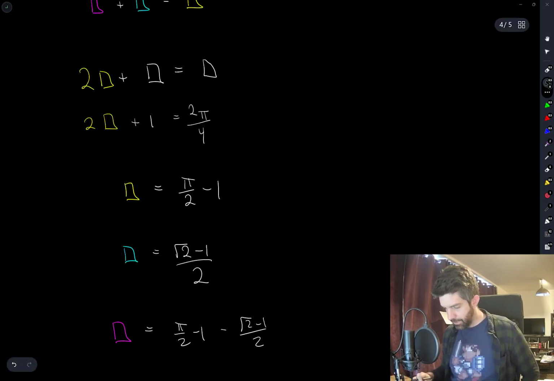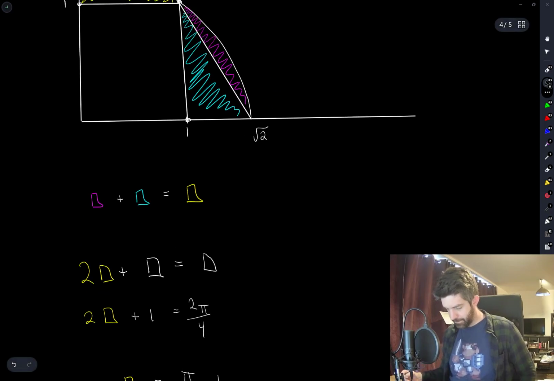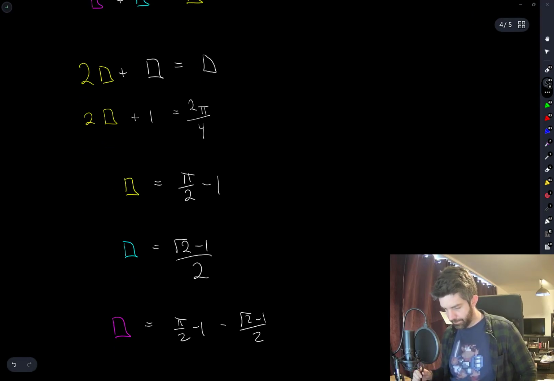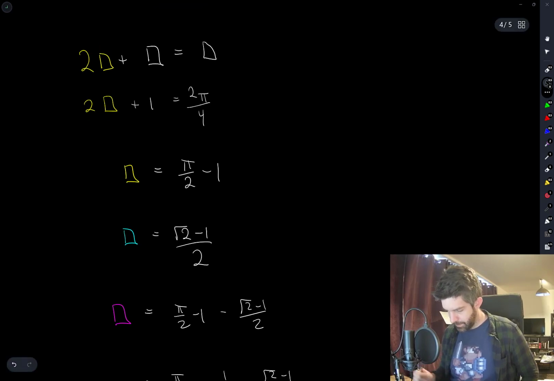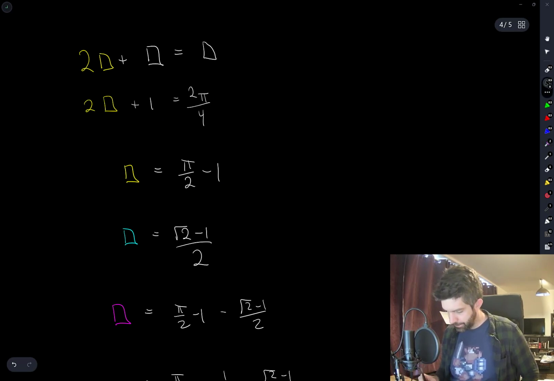I think I must have another arithmetic mistake somewhere. Yeah, I forgot to divide by 2 here. That number. So it should be pi over 2 minus 1, minus root 2 minus 1, all divided by 2.